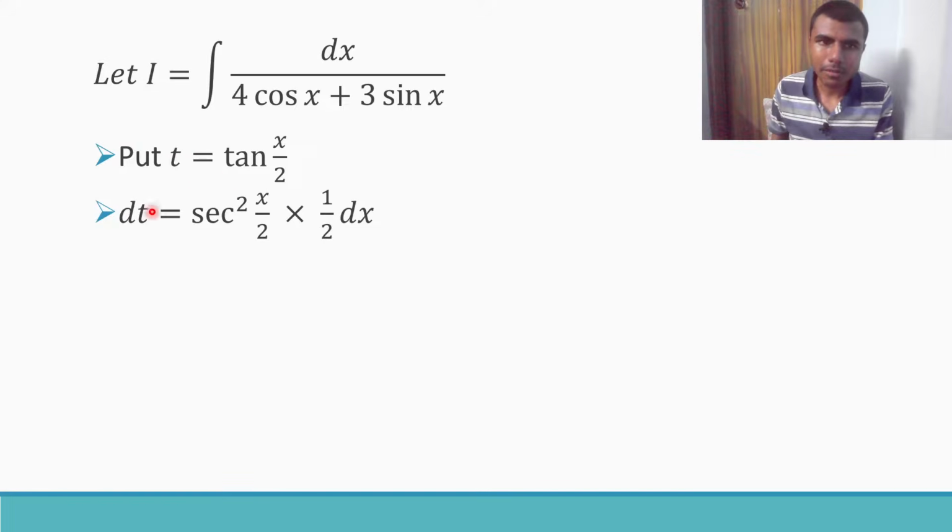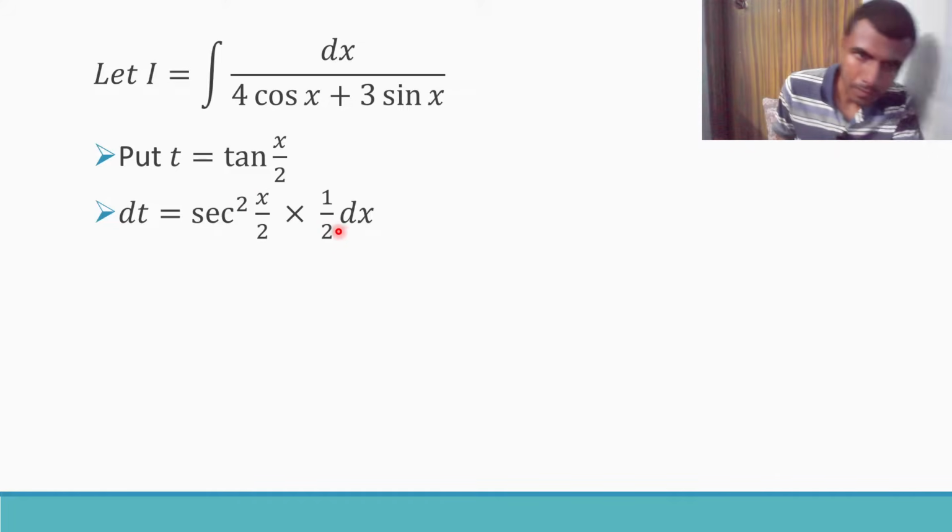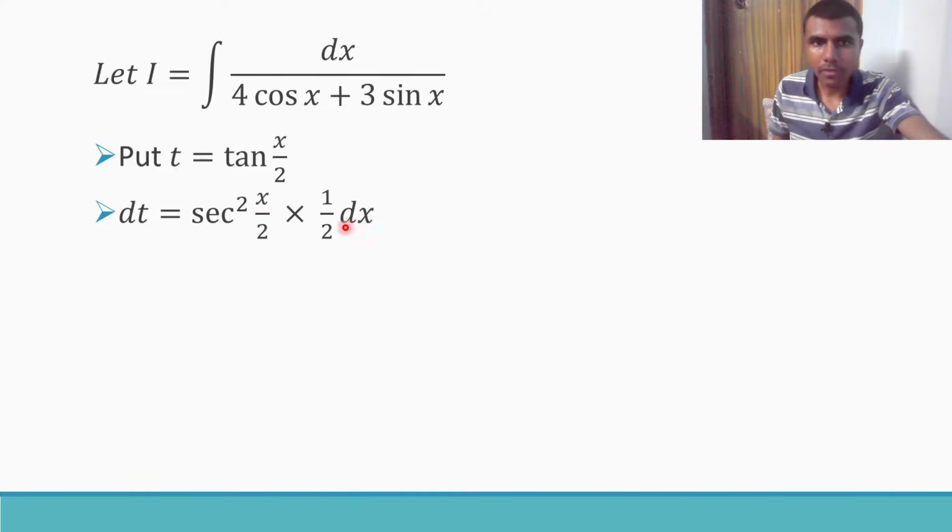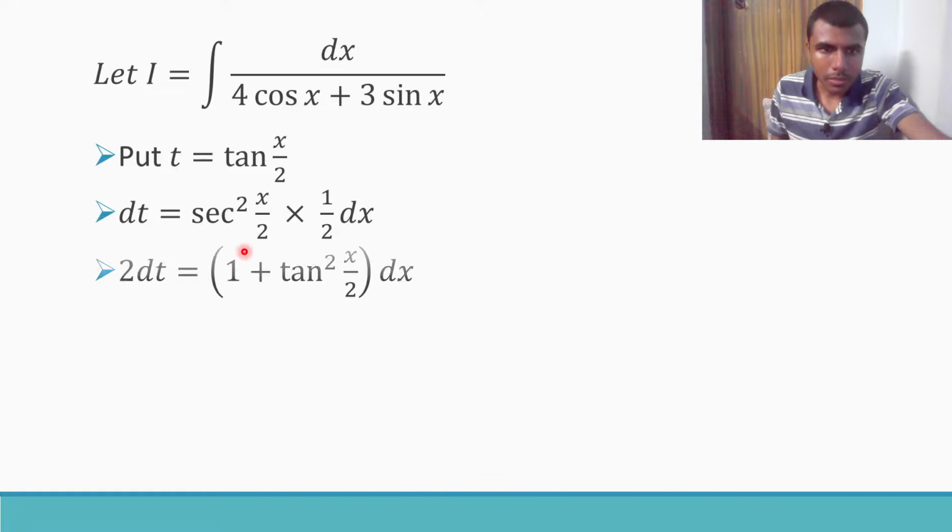So dt will be, what is the derivative of tan x? Derivative of tan x is secant square x. So derivative of tan x by 2 is secant square x by 2, but in place of x I have x by 2. Again derivative of x by 2 is half dx. Okay, so that's why I get half dx. In case you want to understand this, I'll tell you what to write also in case you feel it's difficult. Now send this 2 here.